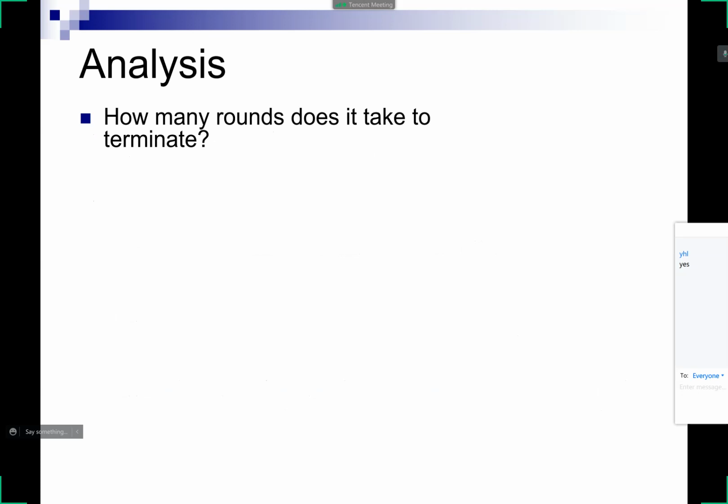The next question is how fast does this work? How many phases or rounds does this take?